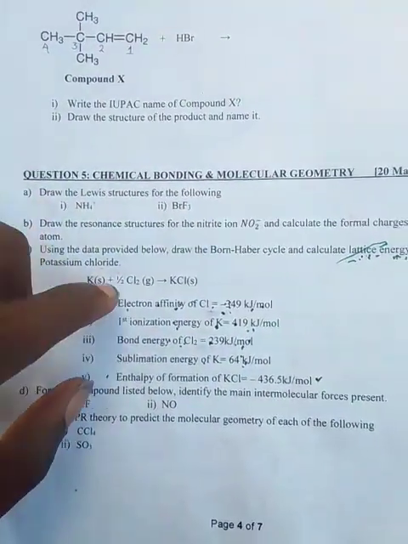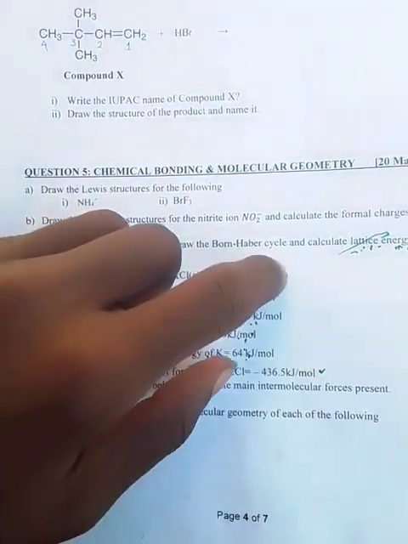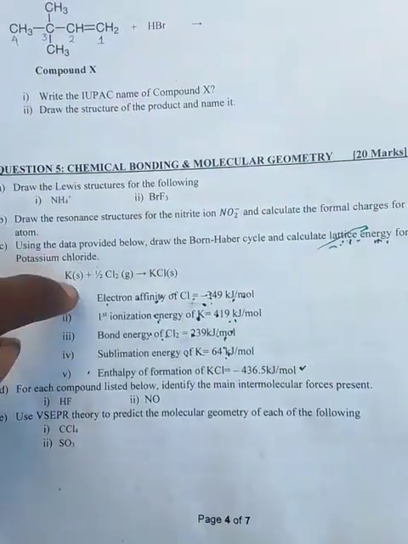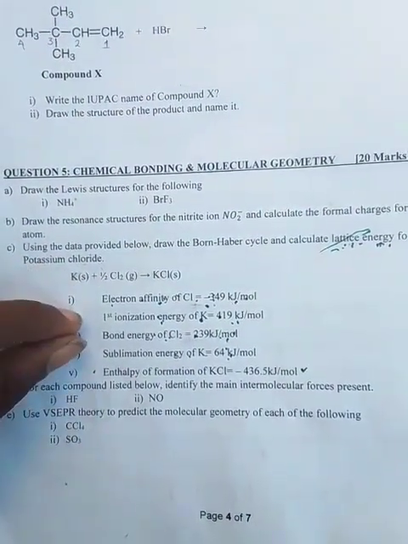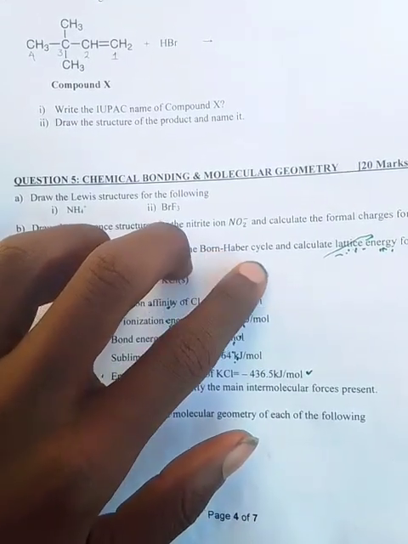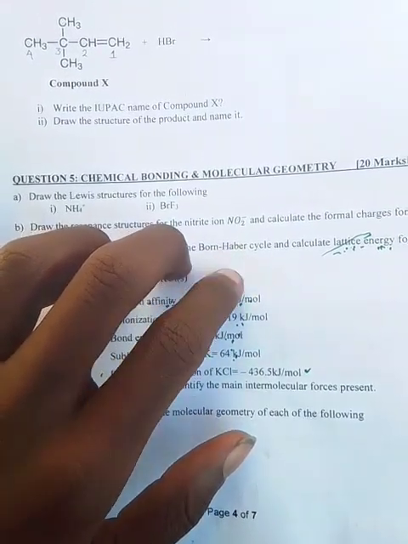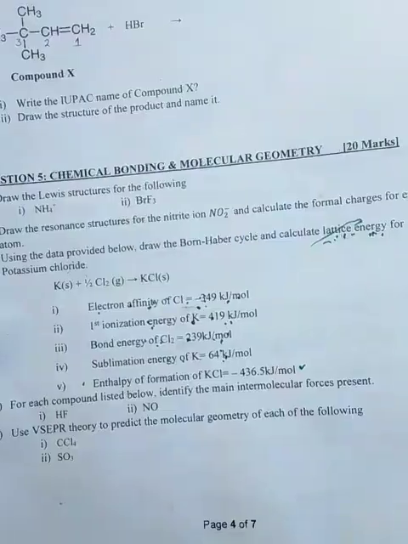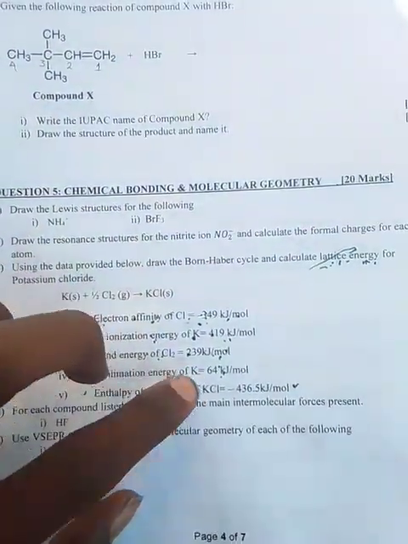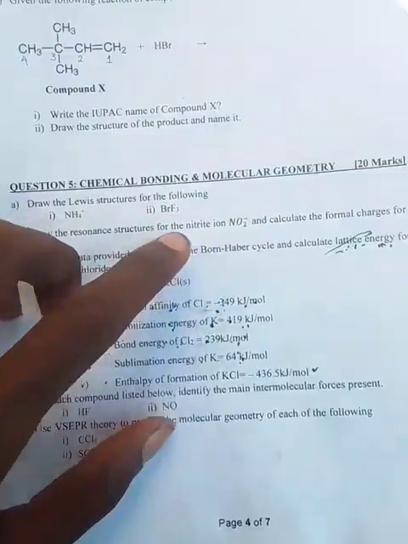So the question is saying that using the data provided below, draw the Haber cycle and calculate the lattice energy for potassium chloride. And these are the reactions given. I won't focus much on drawing because I've already taught how to draw, especially for those of you who have subscribed to A Plus Academy. The video is there. There's a full explanation for this one.